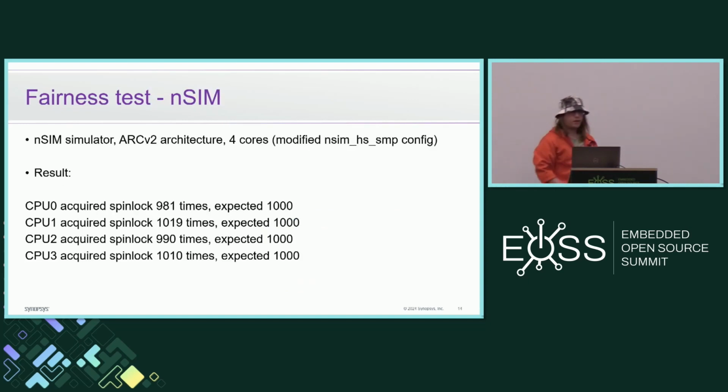So we have the test. Let's run it on our simulator, NSIM. In this example, we have used a modified nsim_hs_smp config. We just bumped the number of cores to 4. And here are the results. Some cores were more lucky, some cores were less lucky, as expected.